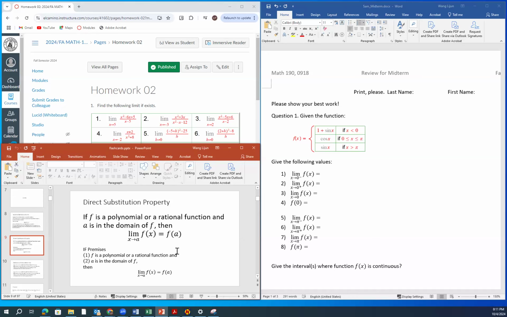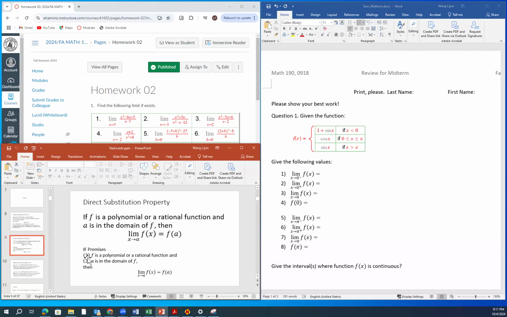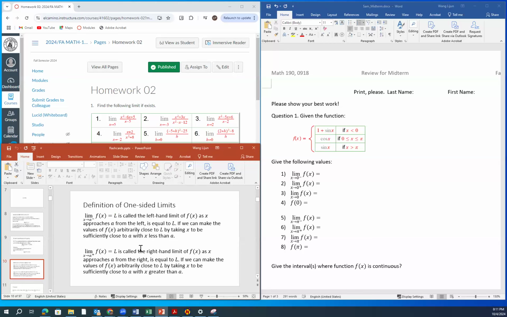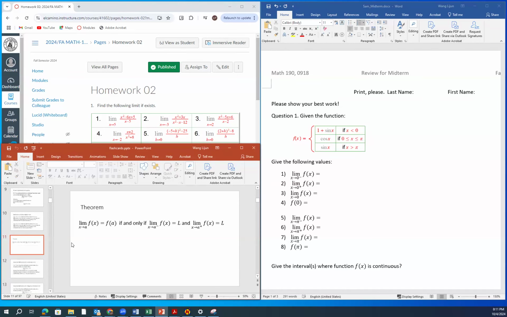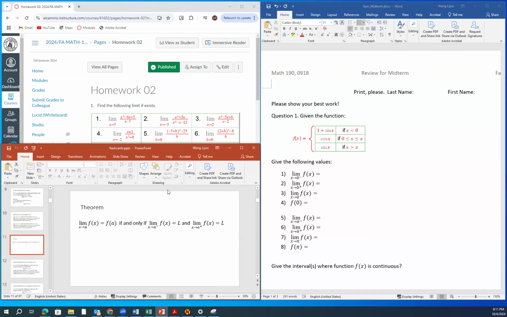And of course, later, once we learn continuity, we know that polynomials and all the functions we have learned before are all continuous in their domains. Of course, that comes right after this. One-sided limit. Okay, one-sided limit is very important, because it is involved in this theorem. So that's why you see the first question here, as a review.